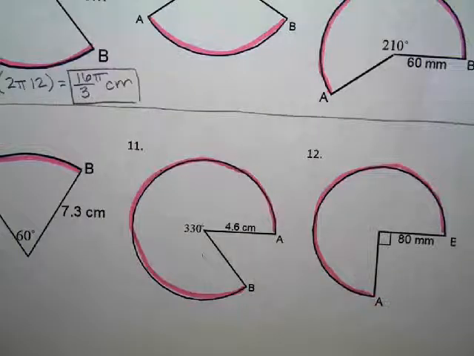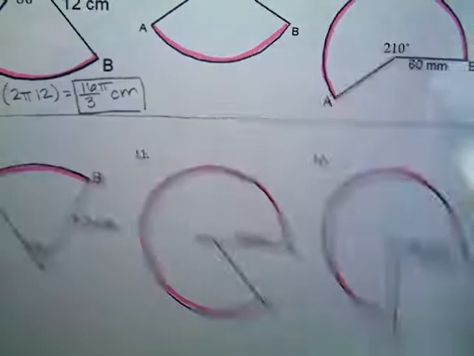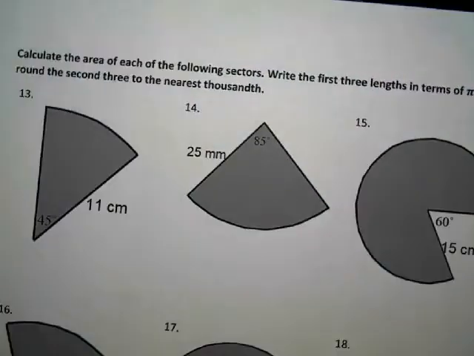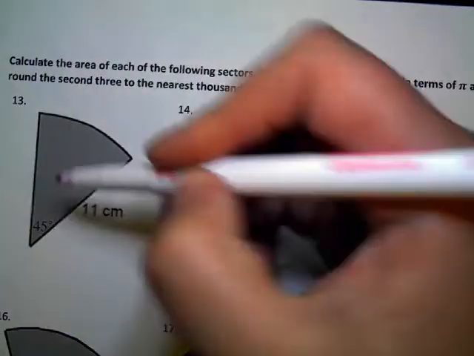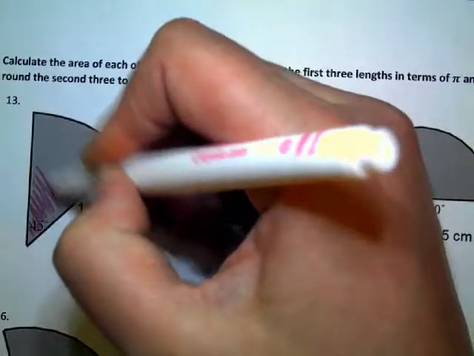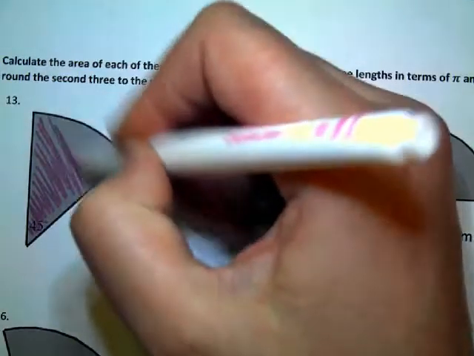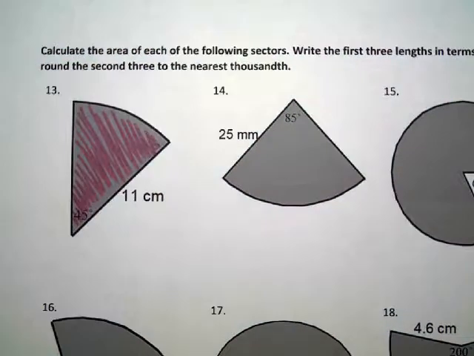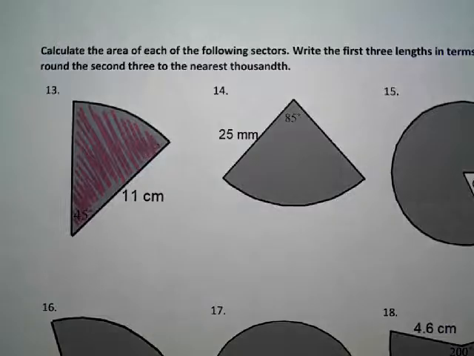So the next page has them shaded in. So we are not working with arcs anymore, we are working with areas. So shade, shade, shade, shade, shade. We're going to find the area. Shade, shade, shade. So that's how you can tell from these types of pictures if you're finding the arc or the area. They're either shaded or they're not shaded.